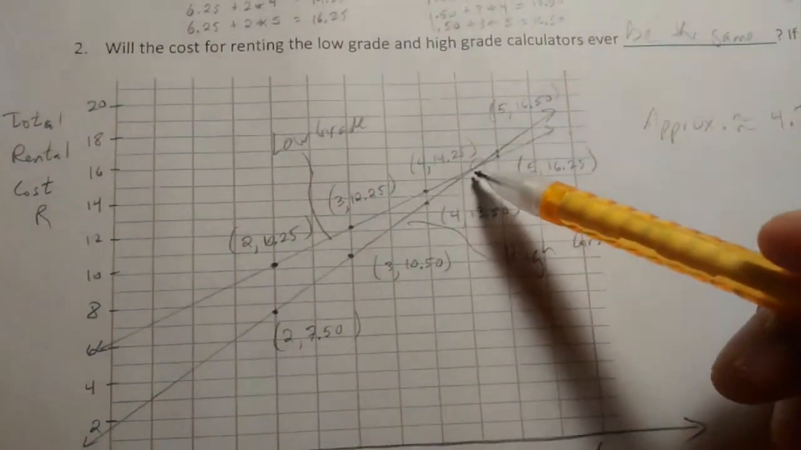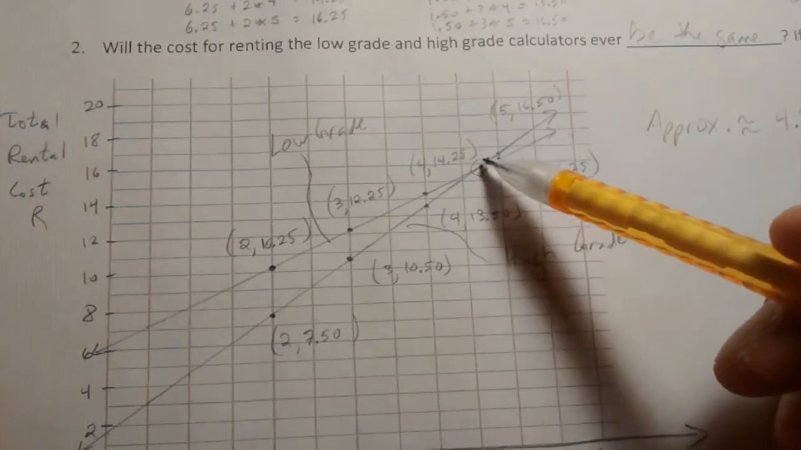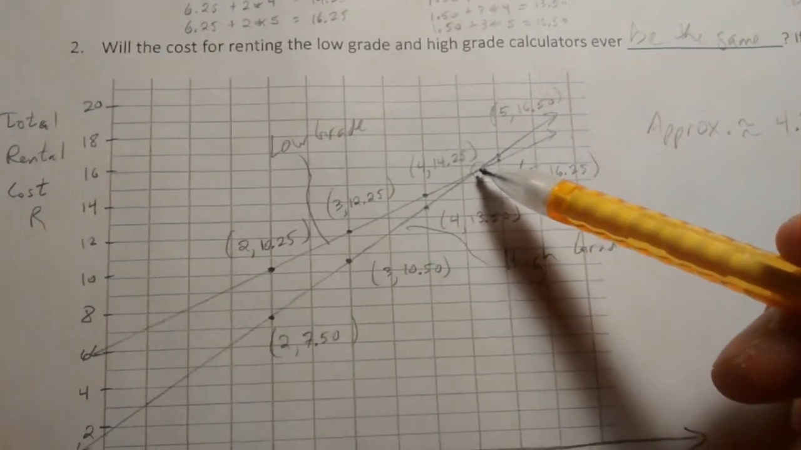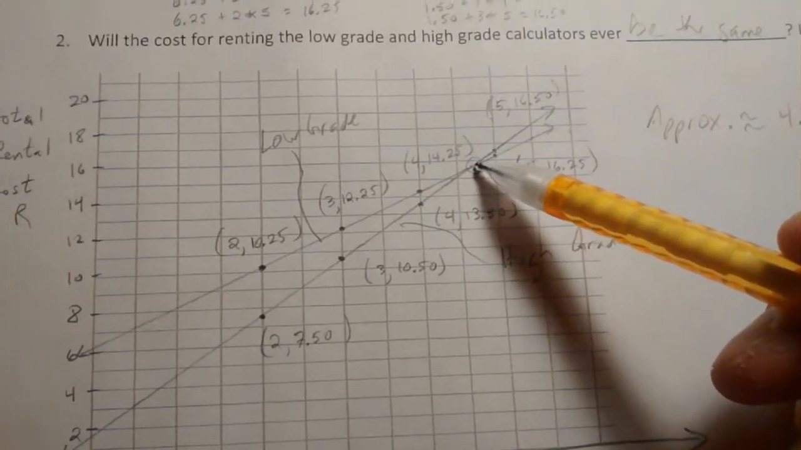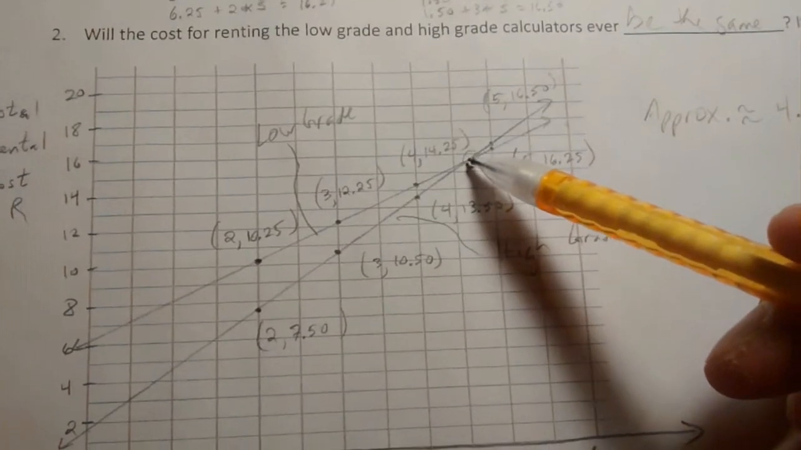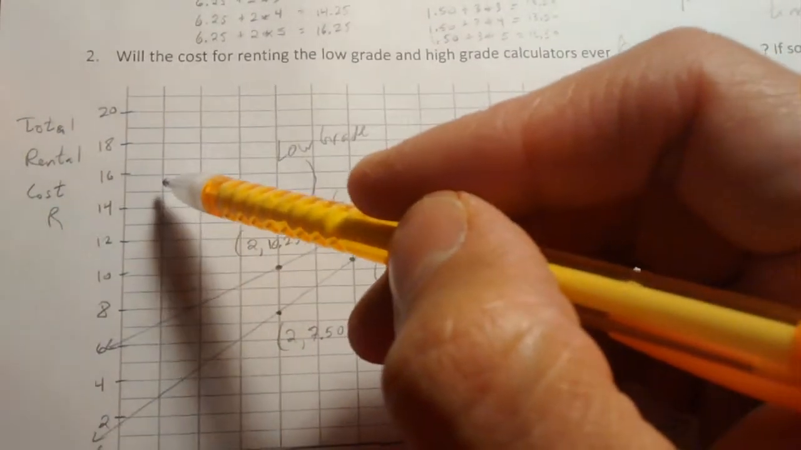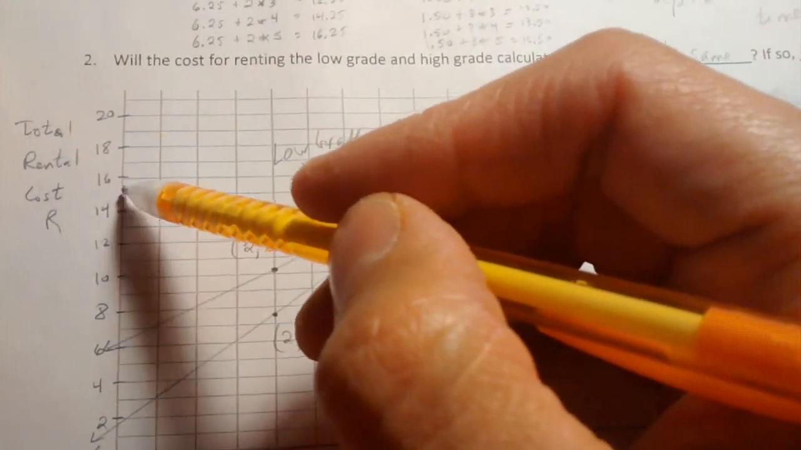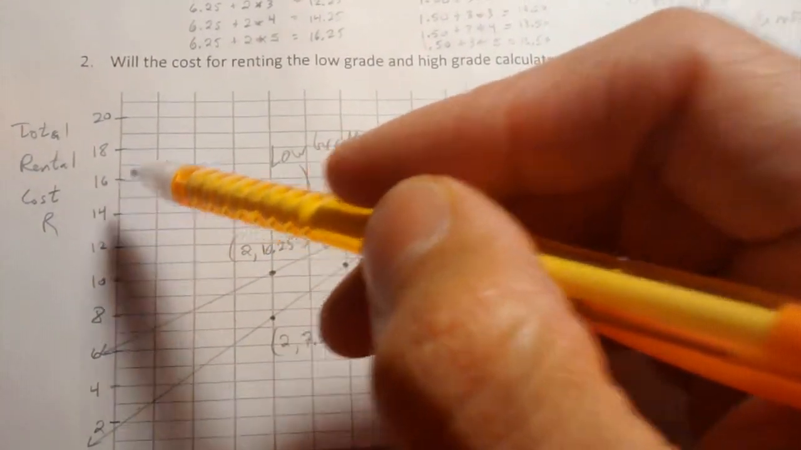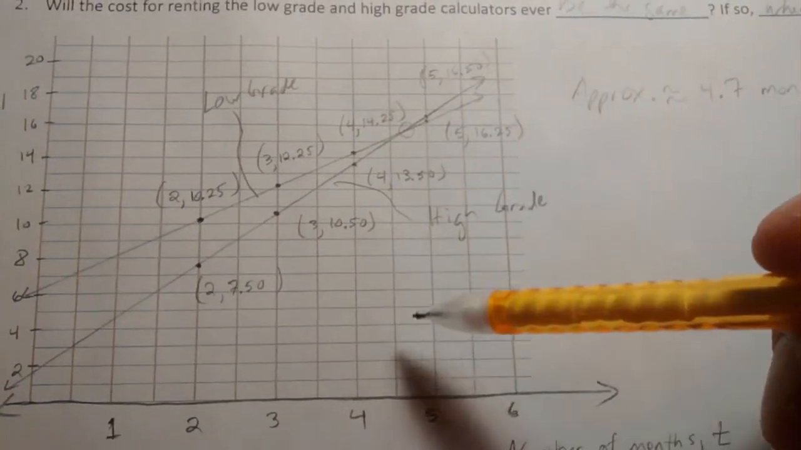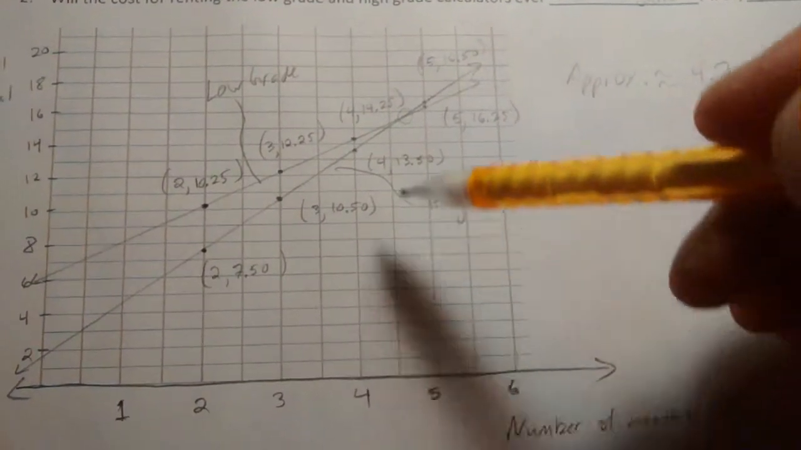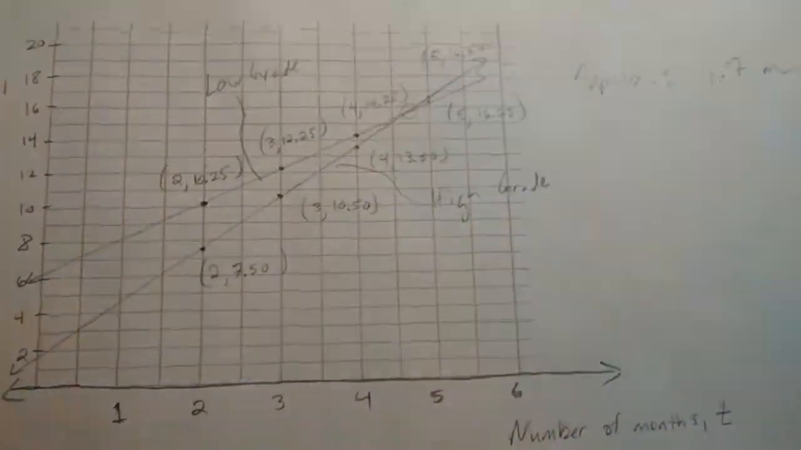And it does appear, in fact, they are equal at some point. Graphically, it's where these two lines meet. If we were to find that point of intersection, we could use the output value of that intersection to say this is where they would have the same cost, and then the input value for that would be how many months they have the same cost.